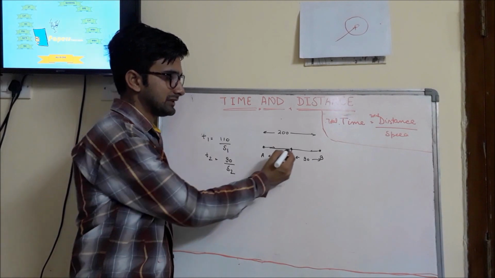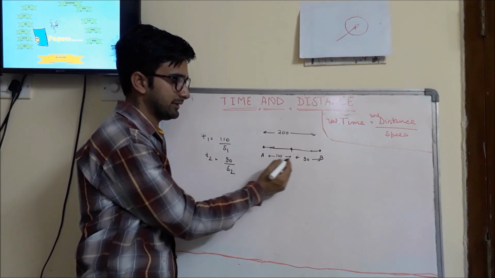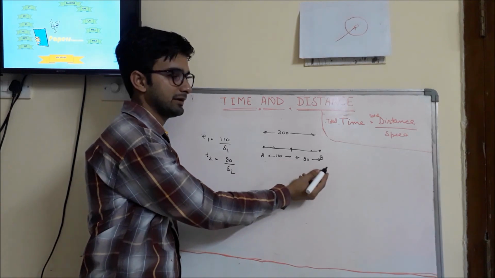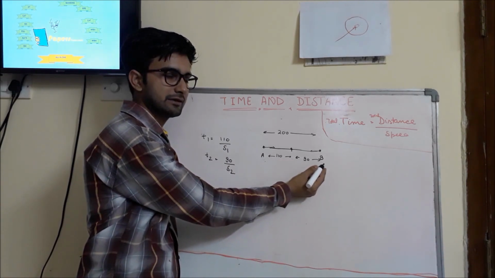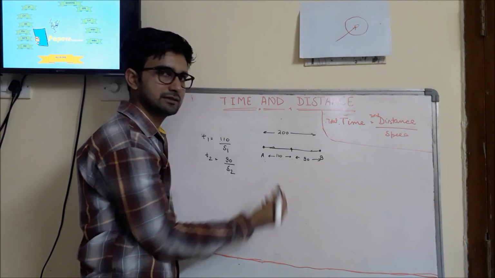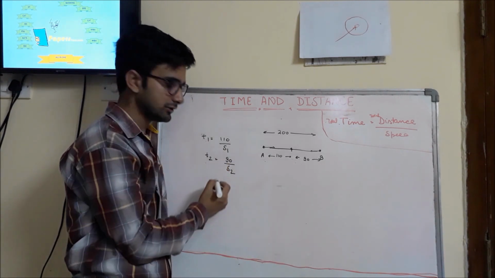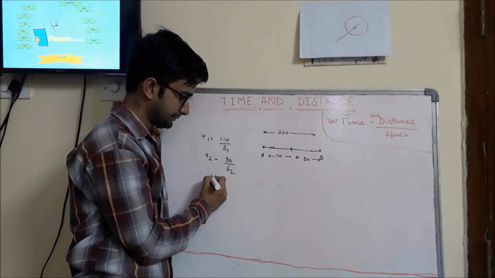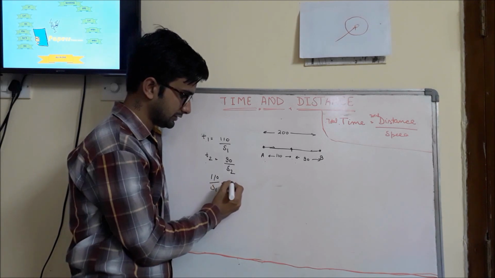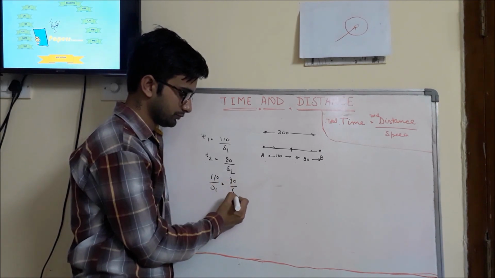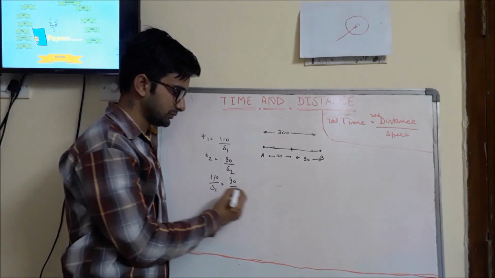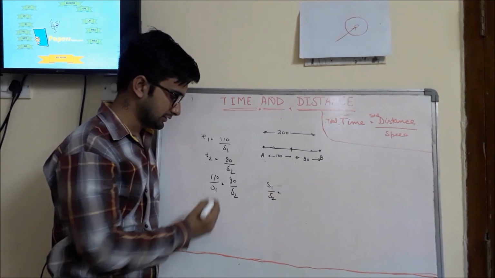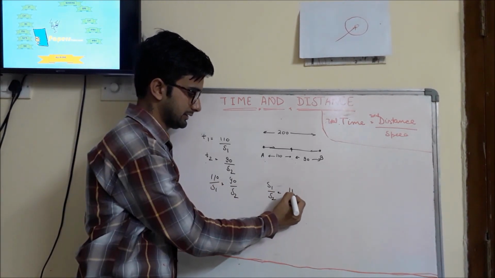Because they both are crossing at this point, the time taken by the first train to travel from point A to this point and the time taken by the second train from point B to this point is the same. It means T1 is equal to T2. So 110 by S1 is equal to 90 by S2. So what is the ratio of the speed? That will be S1 by S2, which is simply the ratio 110 by 90, 11 by 9.